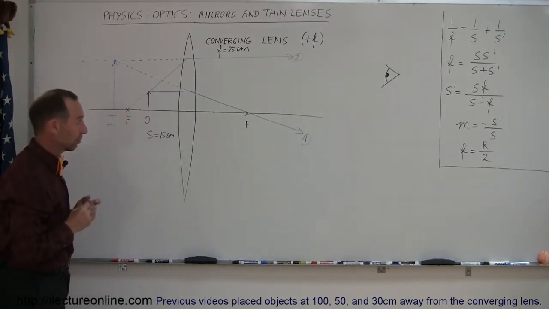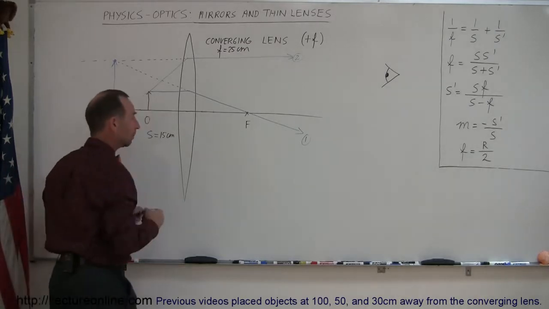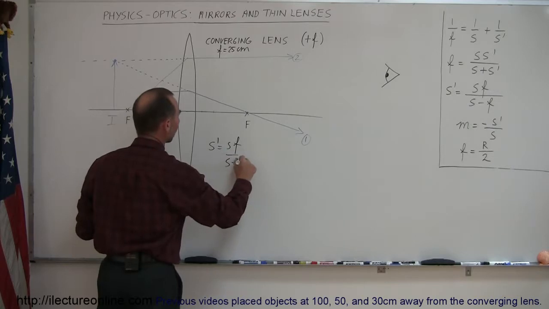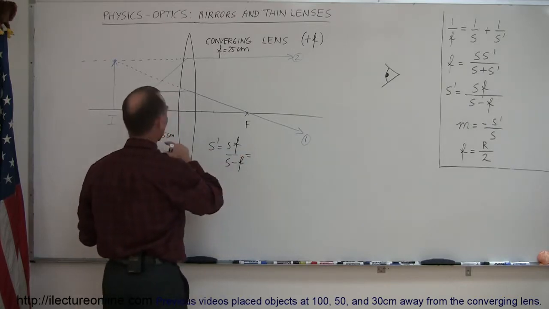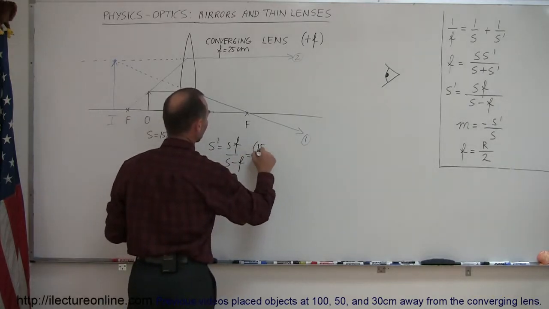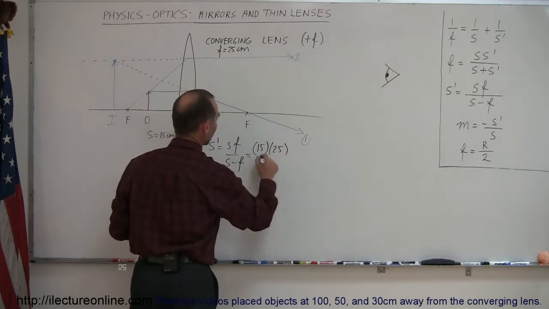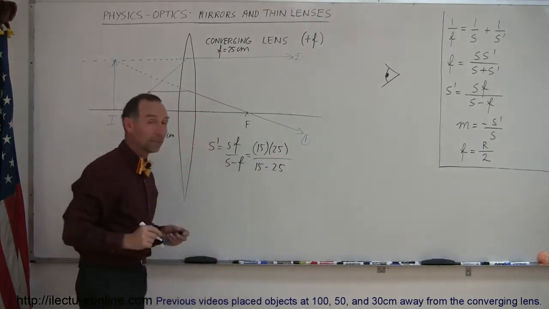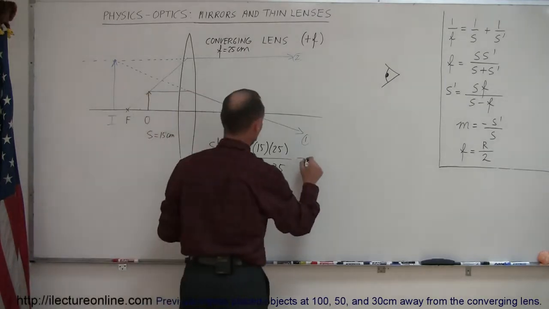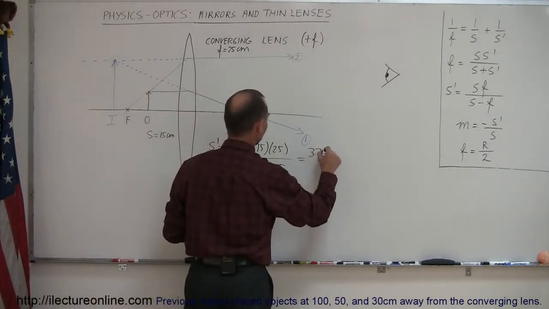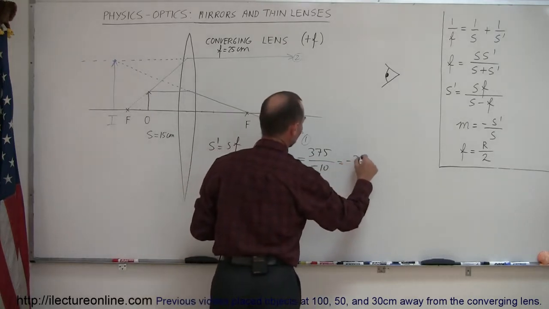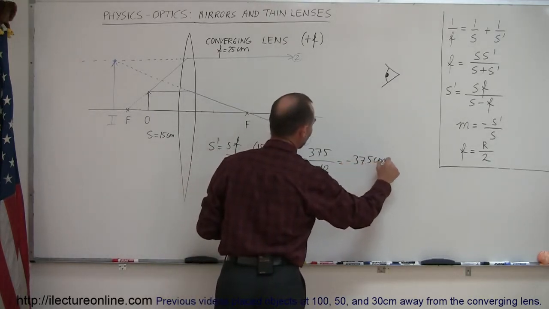Let's see how that works out for us when we use our equations. All right, so S prime is equal to SF over S minus F. And S is the object distance, which is 15 centimeters. The focal length, 25 centimeters. There we get 15 minus 25. Notice that the denominator is going to be a negative quantity. So this is equal to, looks like 375 divided by a negative 10, which is a negative 37.5 centimeters.